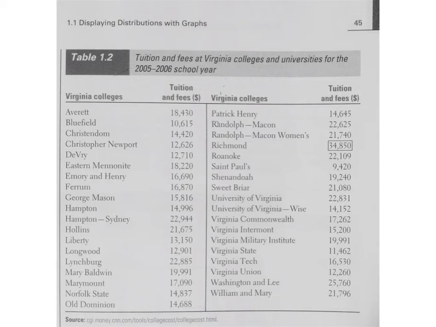So we're looking at this data. We can see that it's pretty specific, and here's where we're going to truncate the numbers before we create our stem plot. So just to give you an example, Richmond here is at $34,850. When we go to create our stem plot, we're just going to call that basically $34,000. And then it will work similarly for the rest of them. So if I look here at, let's see, Virginia State, $11,462, we'll just call that $11,000.